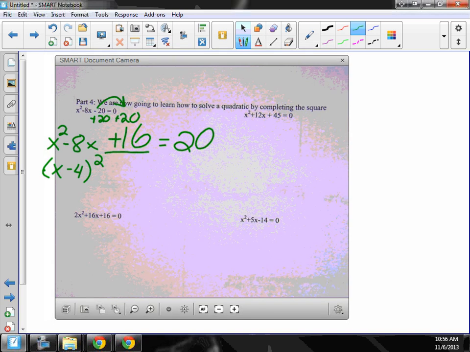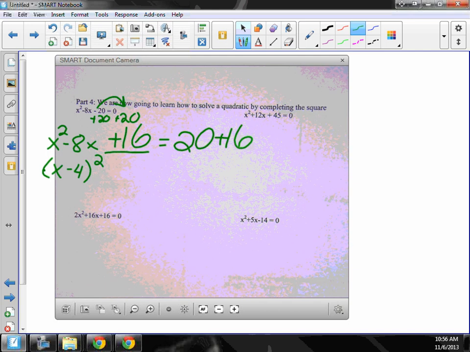Now, an equation is just a balance beam. If I add 16 pounds to one side, it's unbalanced. How am I going to make it level again? Add 16 to the other side, and now it's in balance. So over here, I also add 16. Okay, so now I have x minus 4 to the second equals 36.